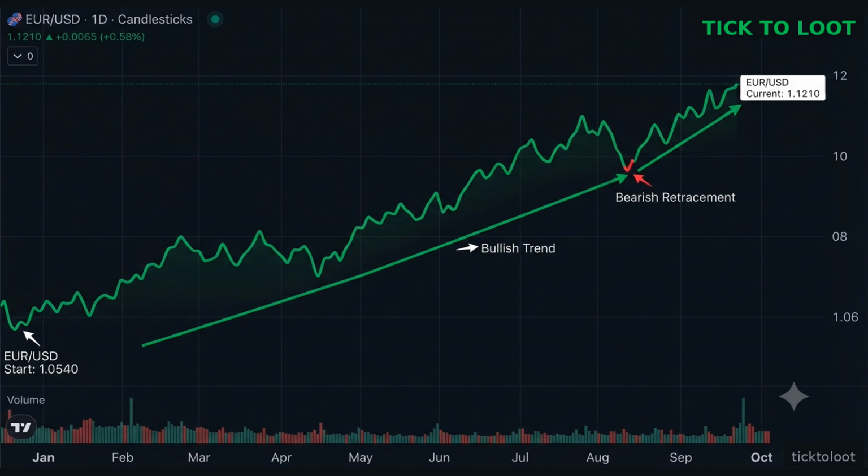A line chart connects the closing prices of each period, creating a simple line that shows the overall trend of the market. This chart type is useful for seeing the big picture and understanding the overall direction of the market. For example, if we look at the Euro to US dollar line chart, we can see that the price has been trending upwards over the past few days.